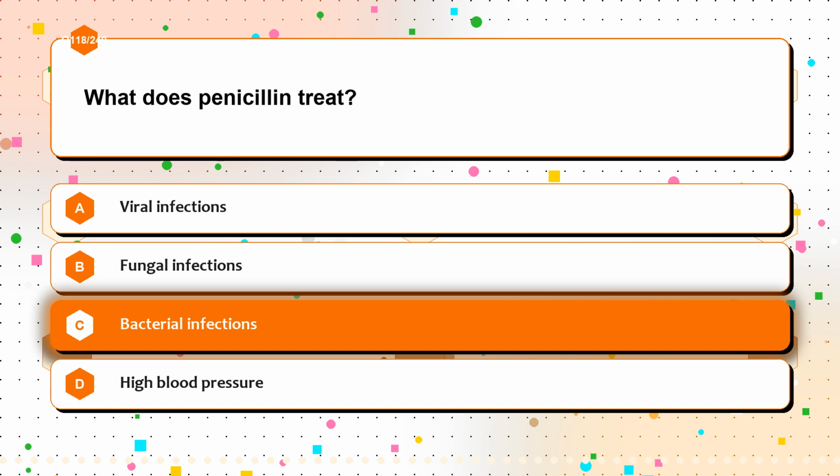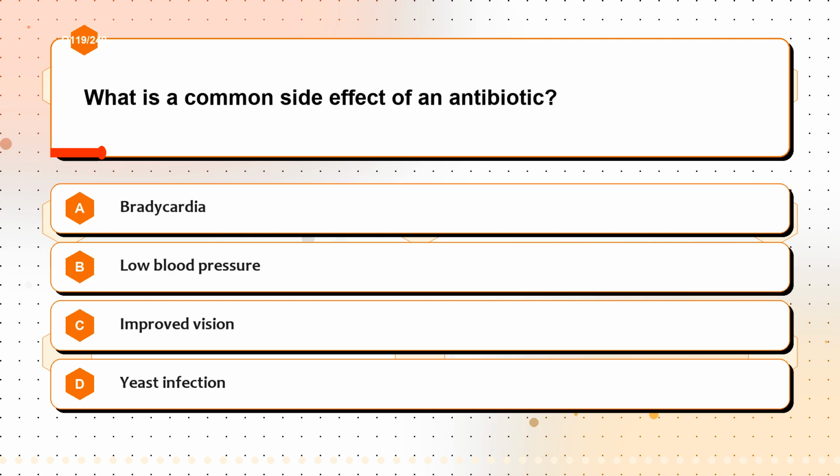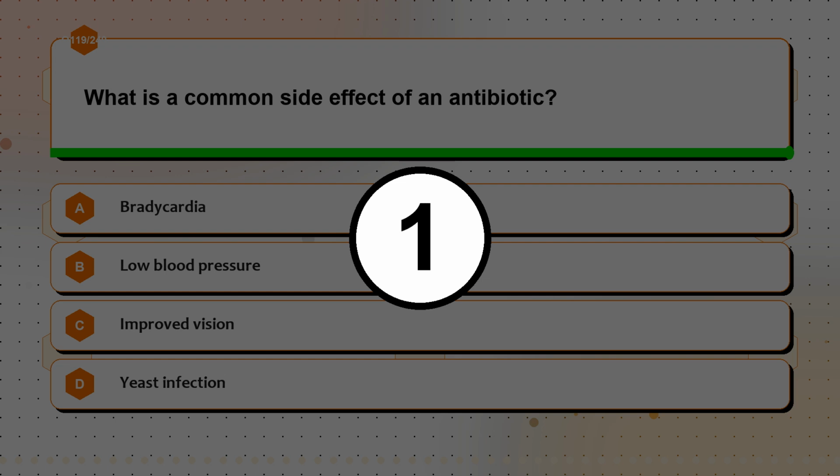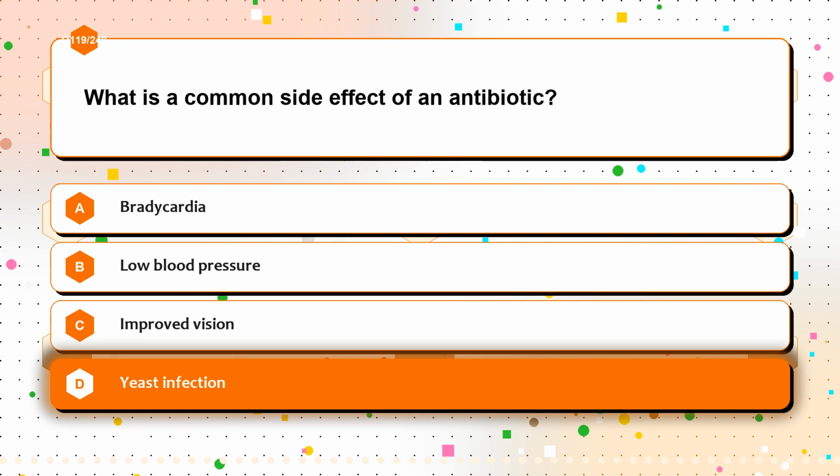The correct answer is option C, bacterial infections. Question 119. What is a common side effect of an antibiotic? Here are the options. Option A, bradycardia. Option B, low blood pressure. Option C, improved vision. Option D, yeast infection.